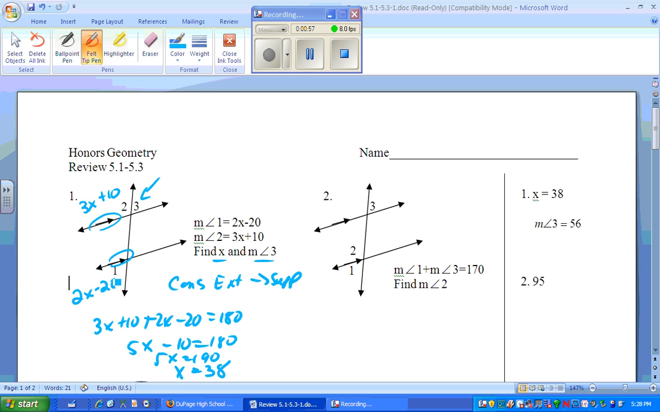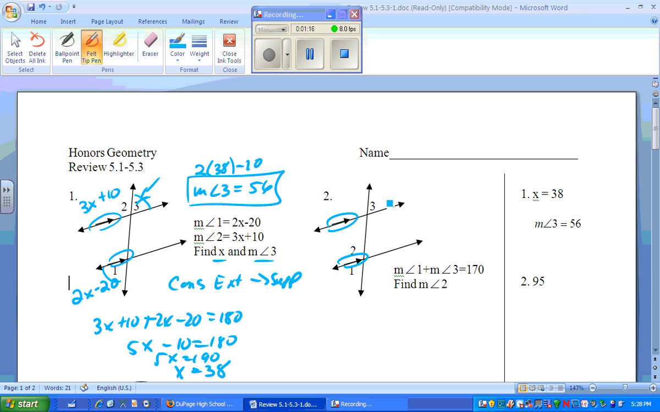To find the measure of angle 3, you know it's the same as angle 1 because they are alternating exterior. So we can plug it into 2 times 38 minus 20, and the measure of angle 3 ends up equaling 56 degrees.